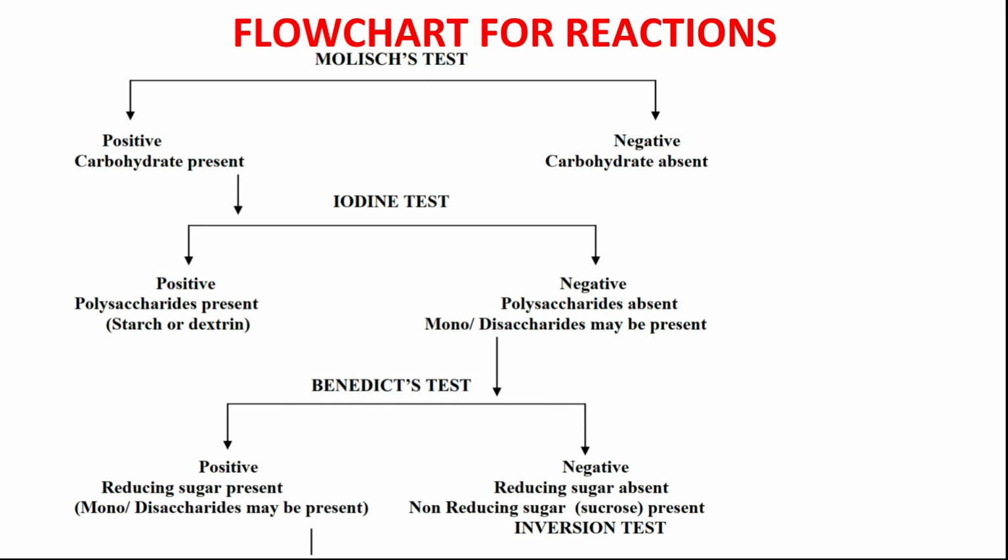Polysaccharides are absent. So now we go ahead with the Benedict test, which finds out whether the carbohydrate, mono or disaccharide, is reducing or not. If the Benedict test is negative, it means reducing sugar is not present. So we go ahead with the inversion test and find out whether sucrose is present or not. If it comes positive, then we have a reducing sugar present, either mono or disaccharide.